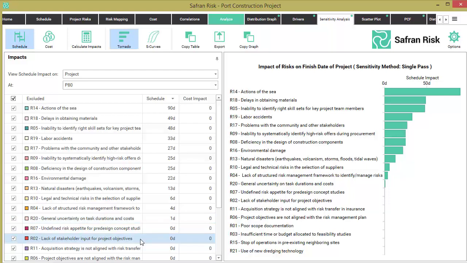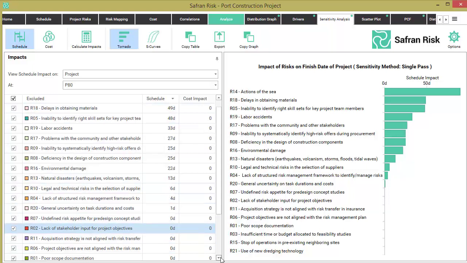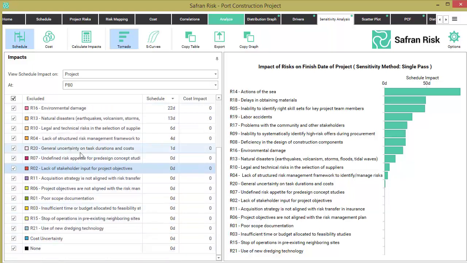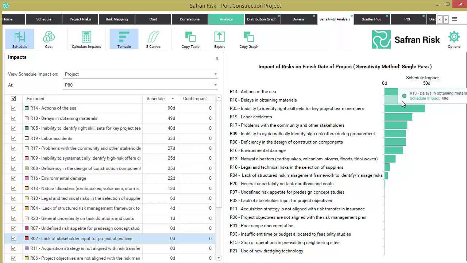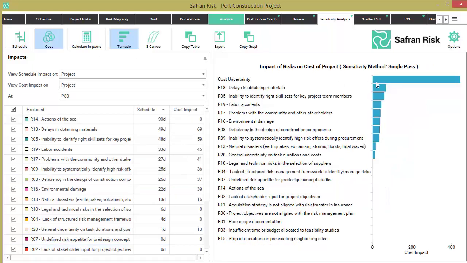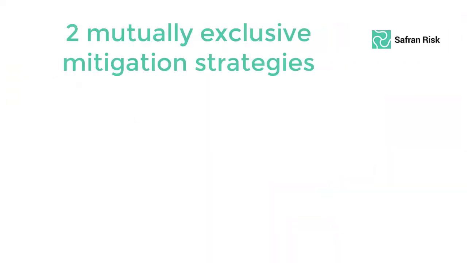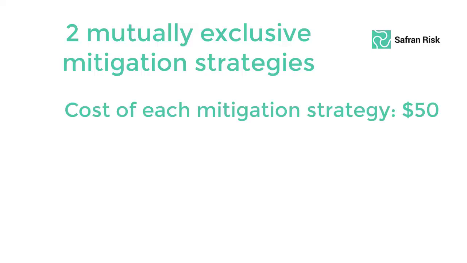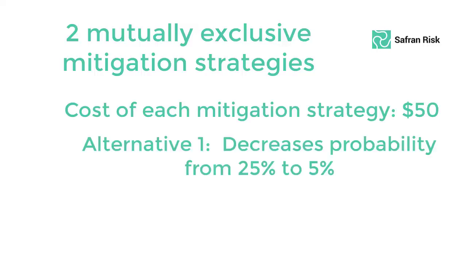On a performed sensitivity analysis, the risk of delays in obtaining materials has proven to be one of the top risks, residually adding 49 days to total project duration and $68 to total project cost. This calls for a mitigation strategy. Two mutually exclusive mitigation strategies are proposed, each one of them costing $50.